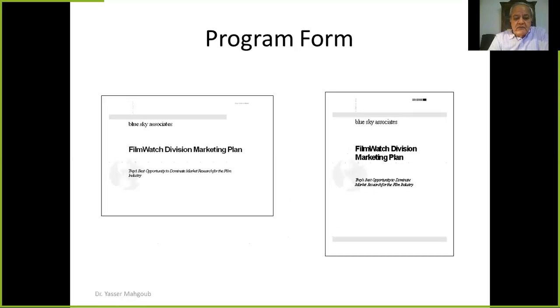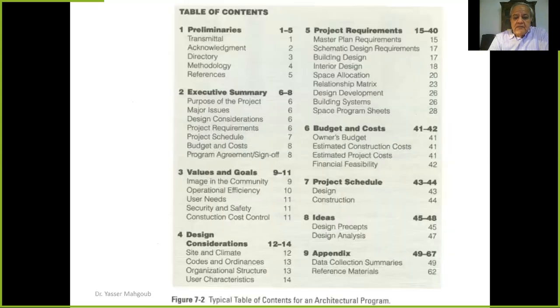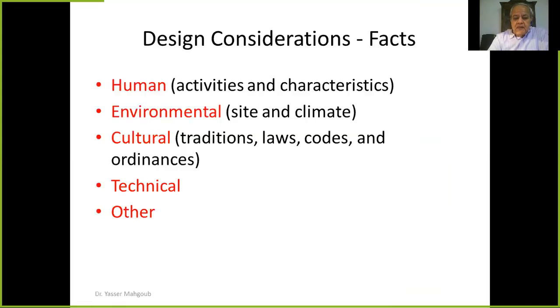So as I said, the program can be portrait or landscape. It has these different components. Each component has the documents that are required. One of the most important parts is the project requirements in terms of space allocation. This is the thing that we know all about. Design is affected by many things.